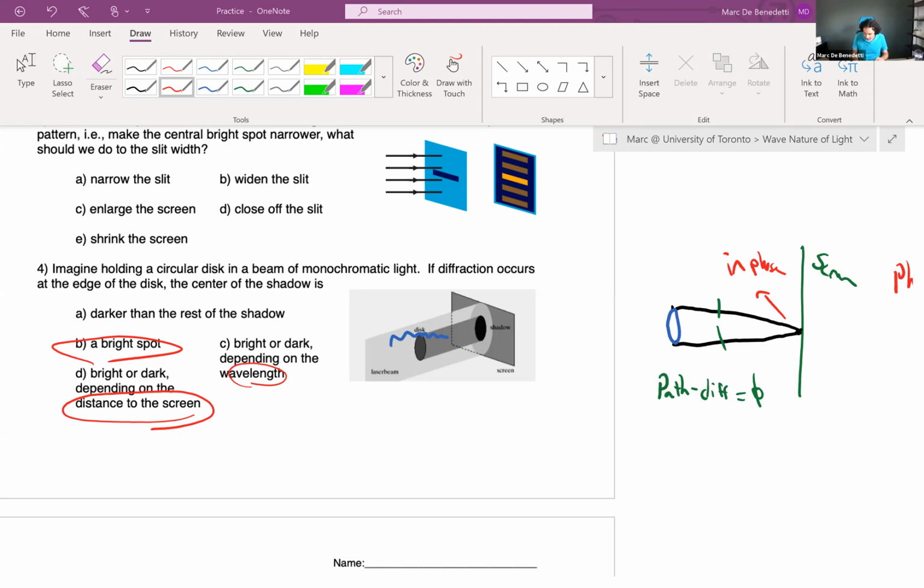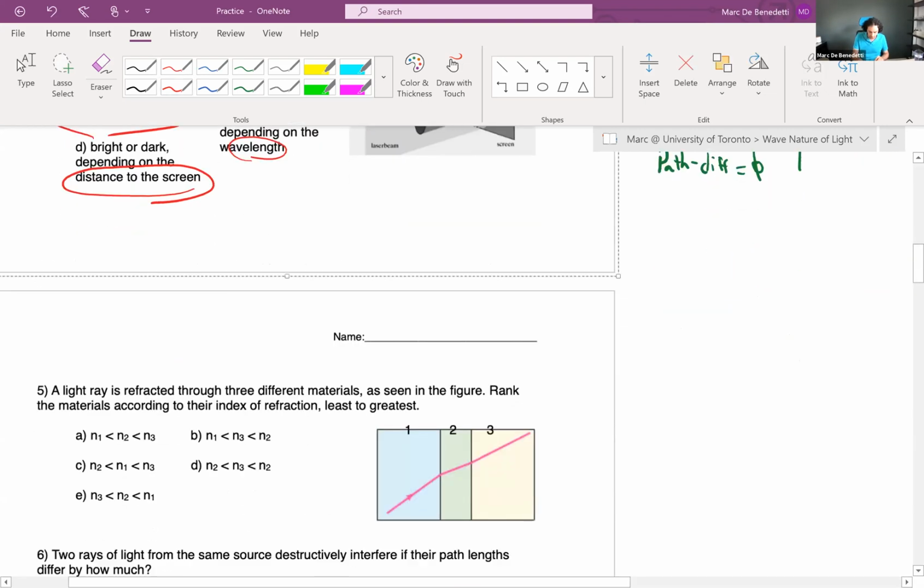Okay, good questions, good questions. I like how we're hammering out some misconceptions here.